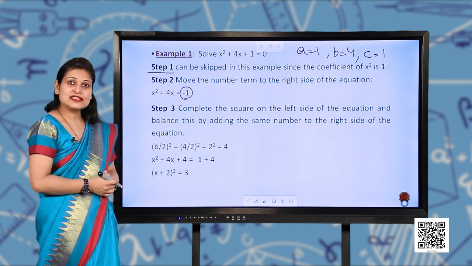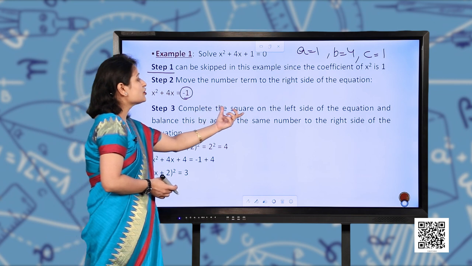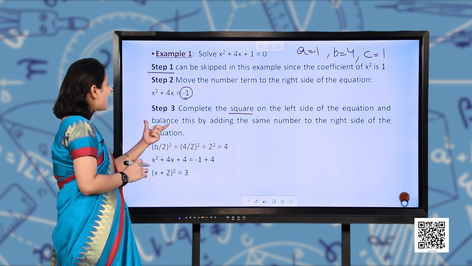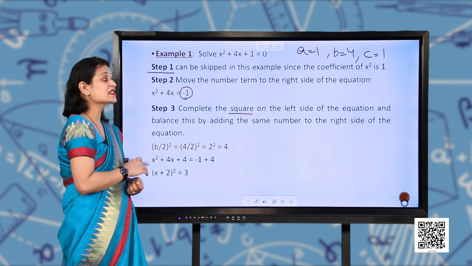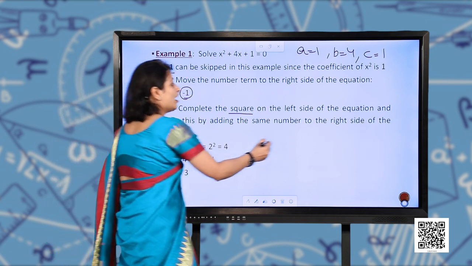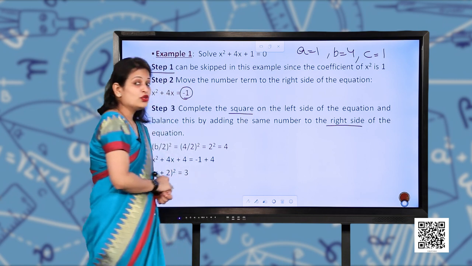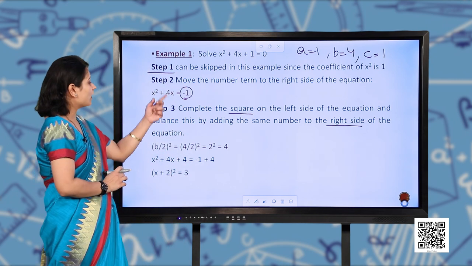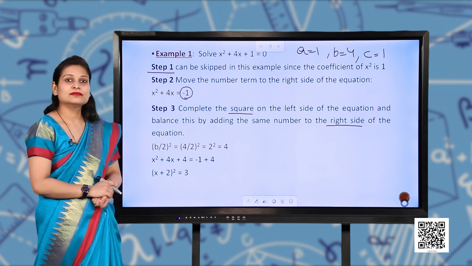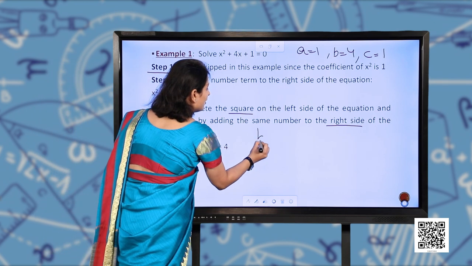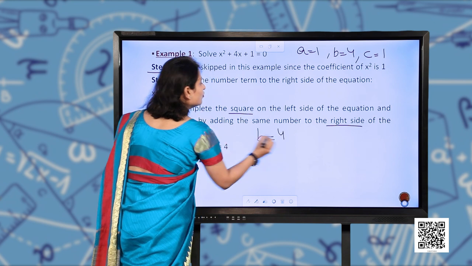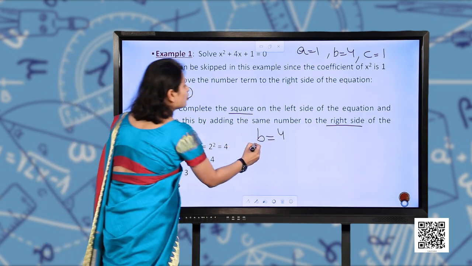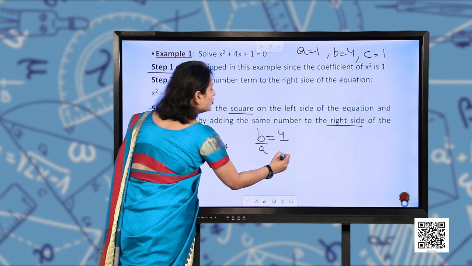Now, step 3. What we have to do in step 3? Complete the square on the left side of the equation and balance this by adding the same number to the right hand side. So you have to consider the coefficient of x here. What is the coefficient of x? Means what is b? B is 4, or you can say what is b by a? B by a is also 4.